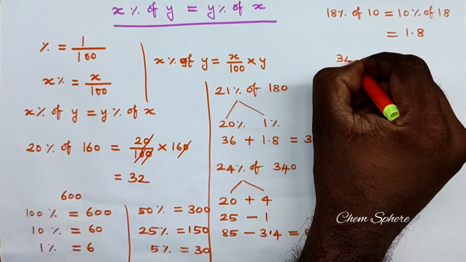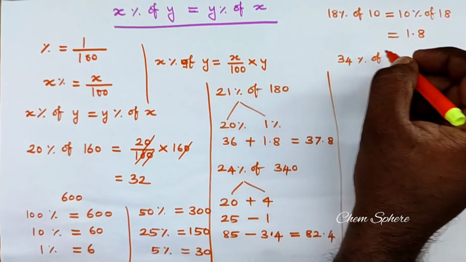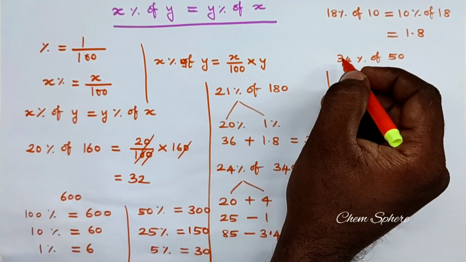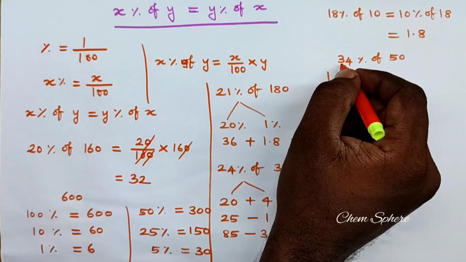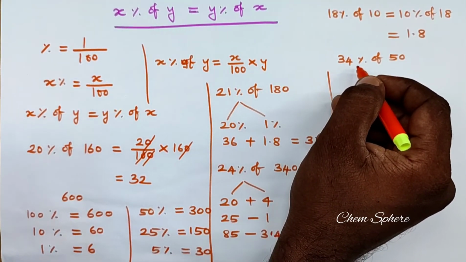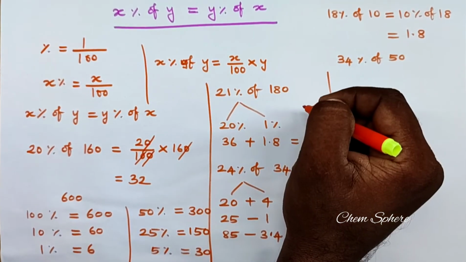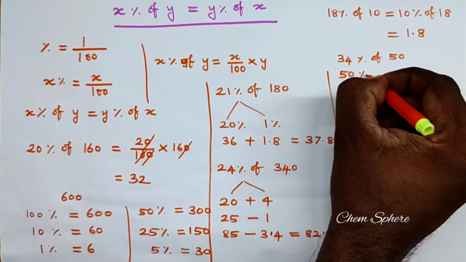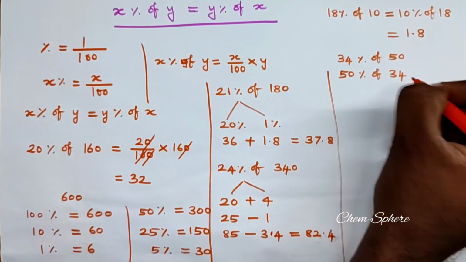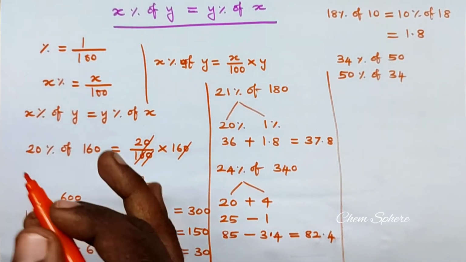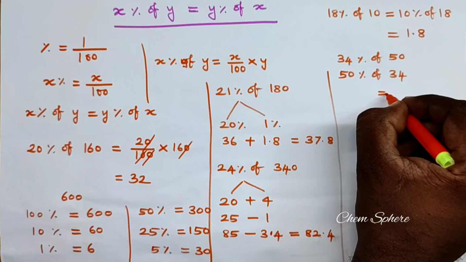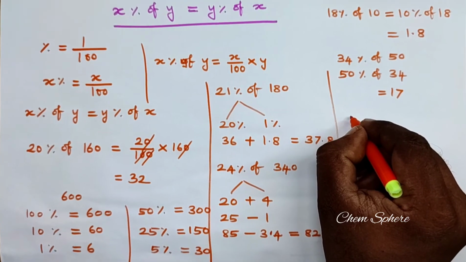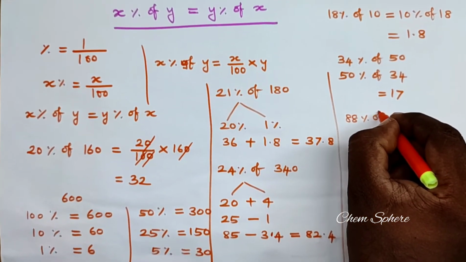That is 34 percentage of 50. If somebody is giving like this, now 34 percentage means we need to split it into two parts, either 30 plus 4, or 25 plus something, or 50 minus something. So it is difficult, right? But 50 percentage of 34 is very easy. So we can write 50 percentage of 34. Now 50 percentage means half of the original value, that is 17. 17 is the answer.